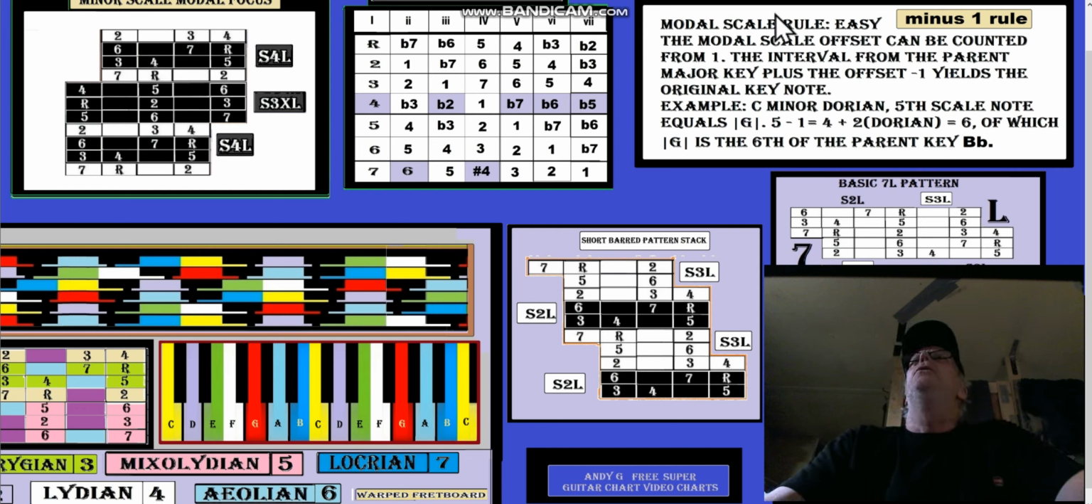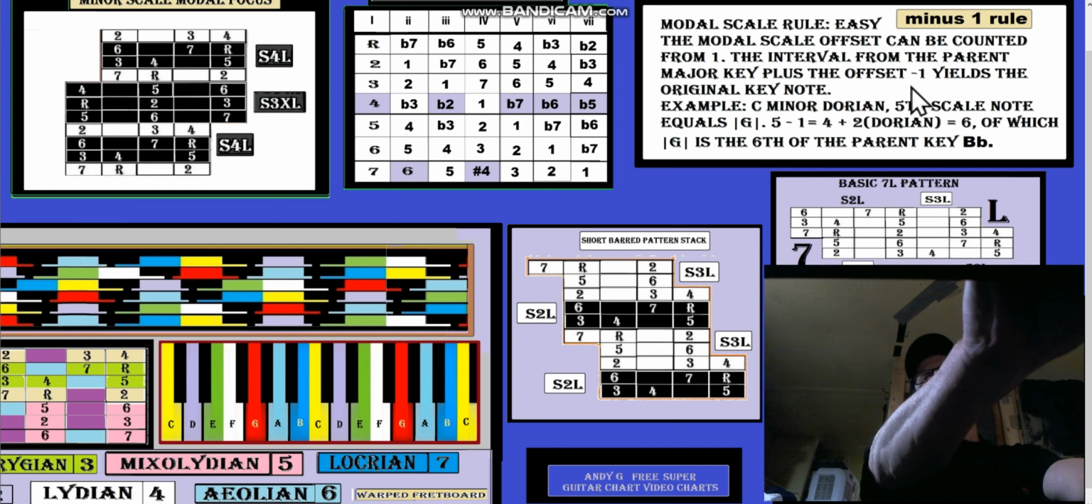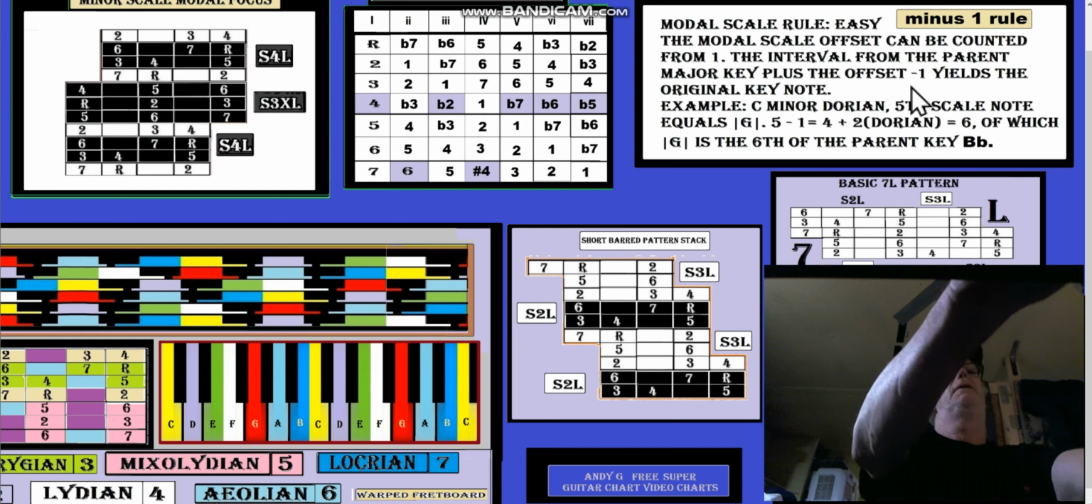So what it is, you take the offset, say we're on the 6th of E flat. Okay, where 6 of E flat is C minor, and we go up, say, to the 5th.